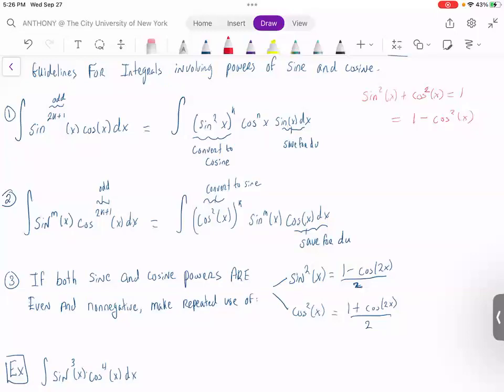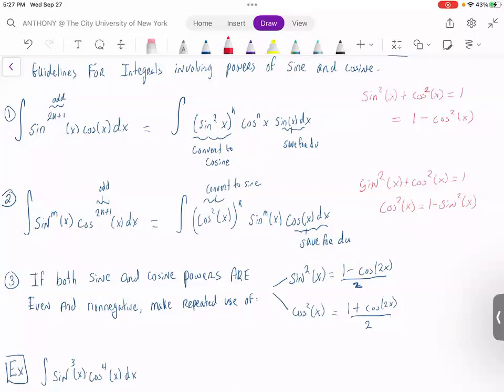So again, using the Pythagoras identity, we said that sine squared of x plus cosine squared of x is equal to 1, right? If you rewrite this in terms of cosine squared of x, then the other side of the equation will just read as 1 minus sine squared of x. So when you have that 1 minus sine squared of x, it's going to be raised to the power of k. You will expand that out, multiply by sine to the power n. Then again, you save your cosine term for your du.